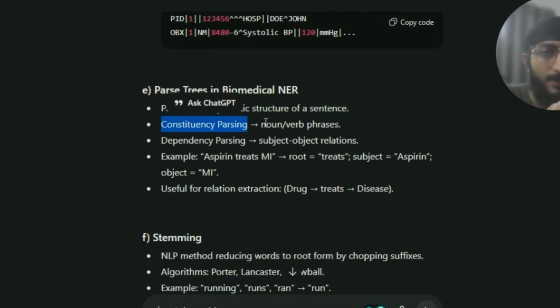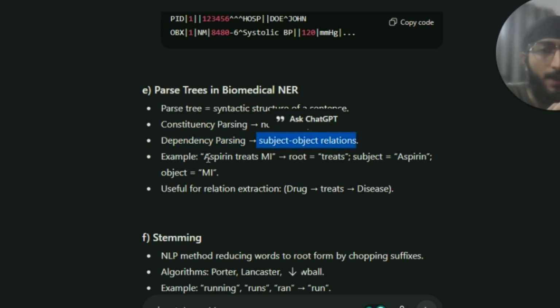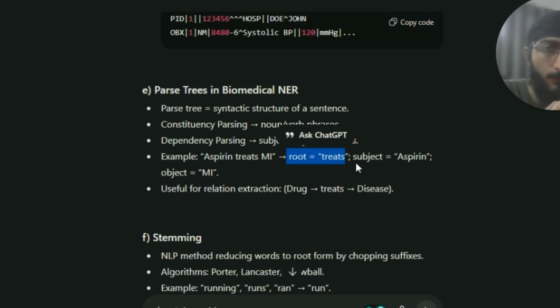Consistency parsing, noun and verb phrases, dependency parsing, subject-object relations. Example: aspirin treats MI. The root is treats, the subject is aspirin, and the object is MI. This is useful for relation extraction: drug treats disease.